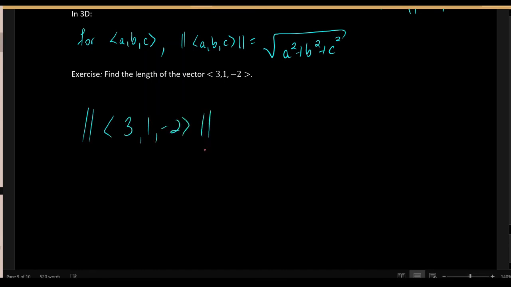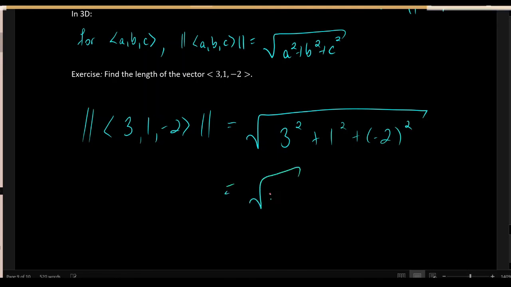In order to calculate that length, all that I need to do is take the square root of the sum of the squares of the components. So we have 9 plus 1 plus 4, that's 14. The length of this particular vector is the square root of 14 units.